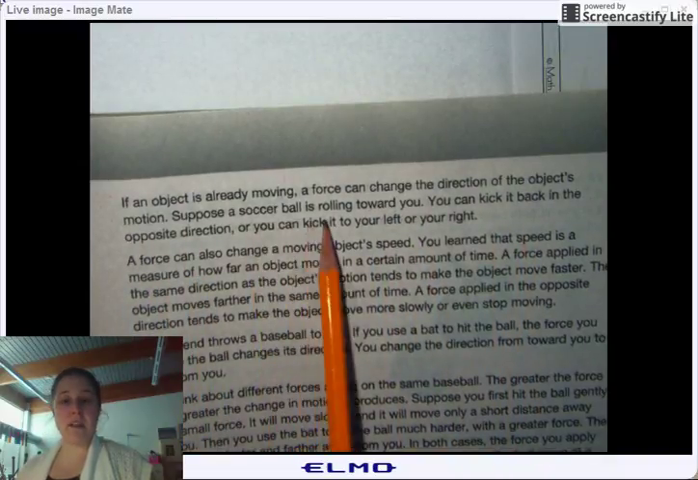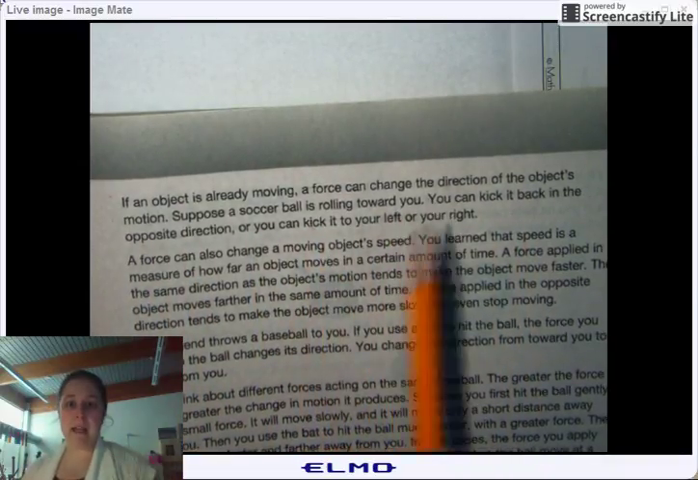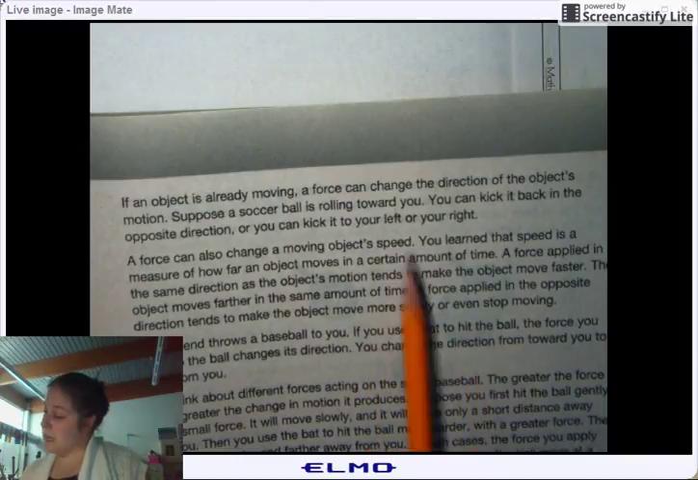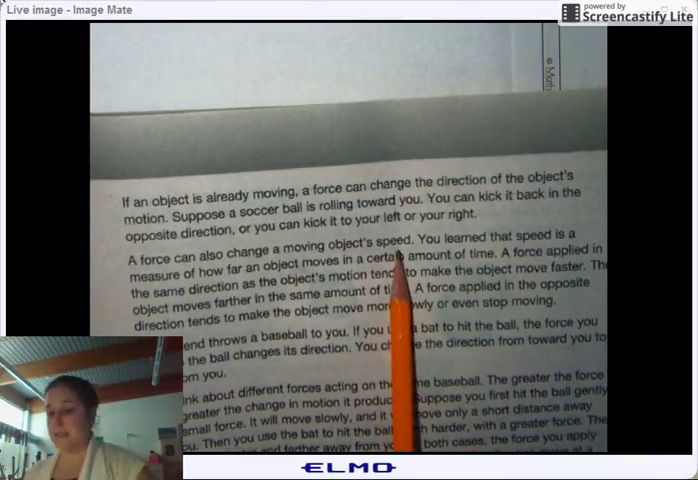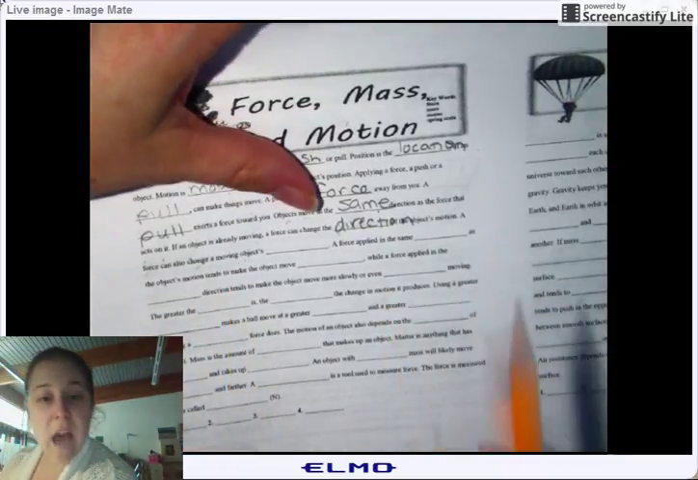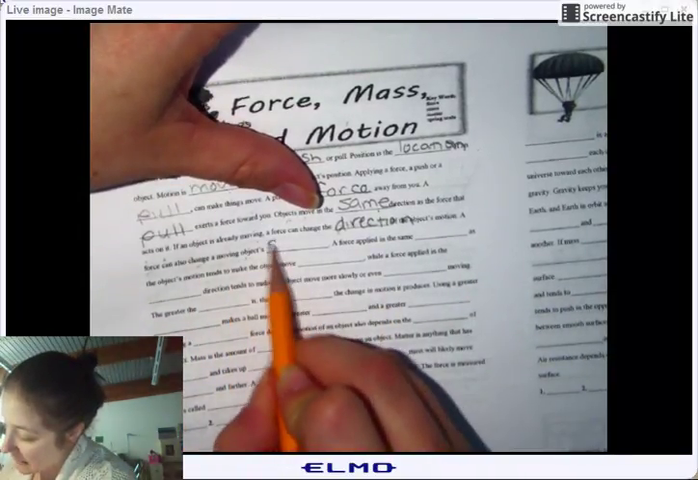Suppose a soccer ball is rolling towards you. You can kick it back in the opposite direction, or you can kick it to your left or to your right. A force can also change the moving object's speed.